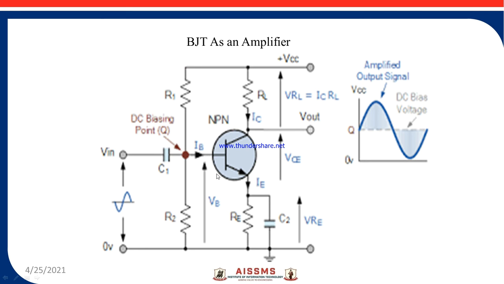Now this coupling capacitor C1 will not allow the DC current. So whatever DC current flows through this point will not enter the input side, due to the high opposition or reactance offered by this capacitor C1. Hence it prevents the overloading of the AC input voltage. So whatever input voltage you are connecting at this point, the overloading will be avoided.